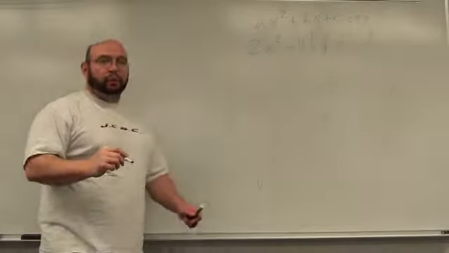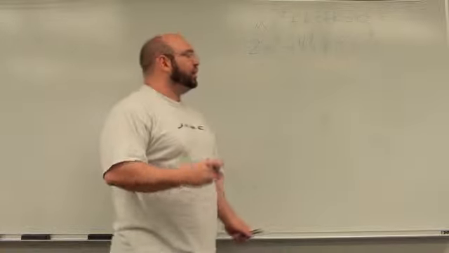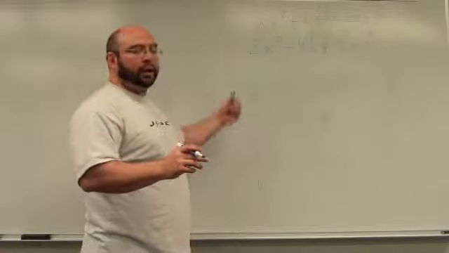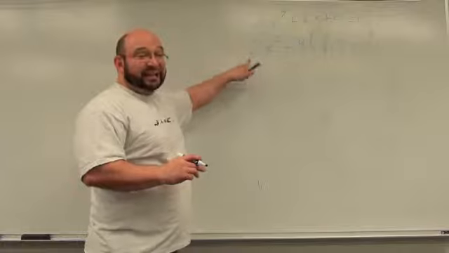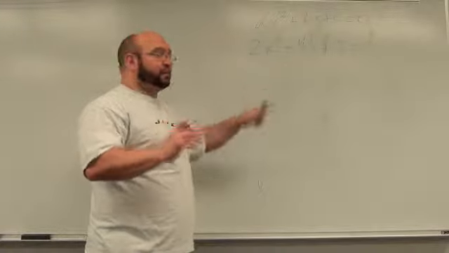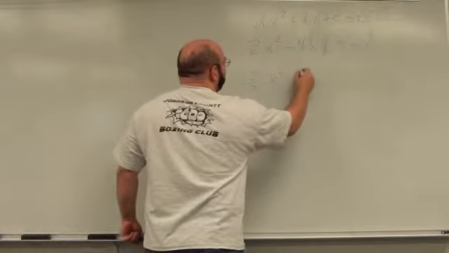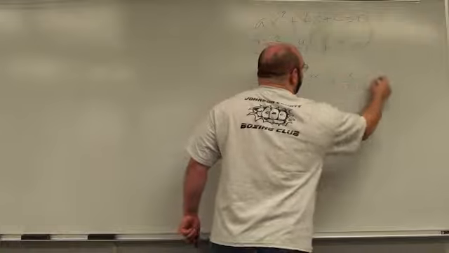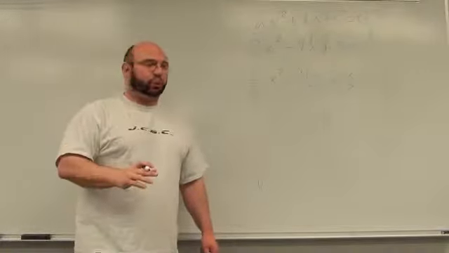Okay, here we go. I look at this, can I factor it? No, I can't factor it. So since I can't factor it, I'm going to go ahead and complete the square. Step 1, make sure my a is 1. So I'm looking at this, my a is not 1, my a is 2. So to fix that, I'm going to divide everything. I'm dividing everything by 2.